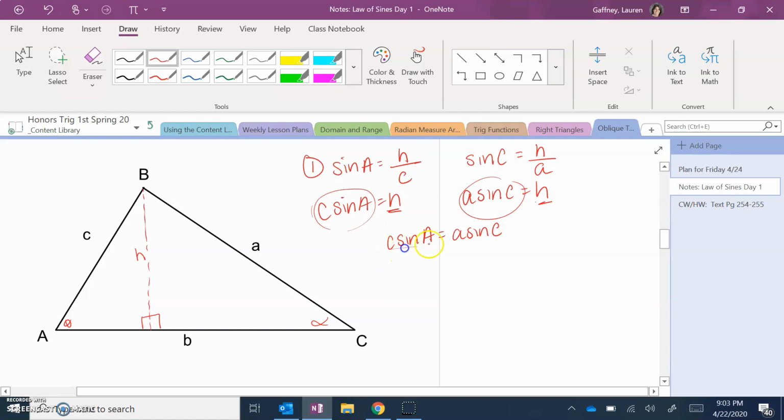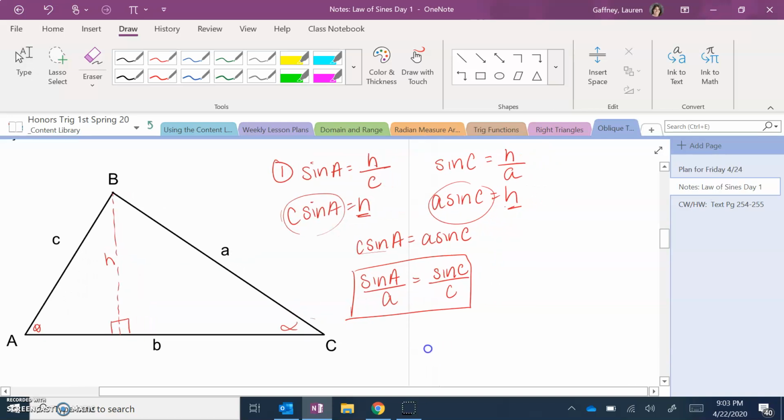Now, I'm going to divide this side by C to get C over here in the denominator. And at the same time, I'm going to divide this side by A so that I have A in the denominator over here. So that's the first part of me proving the law of sines. It basically says you don't have to have a right angle in the overall big triangle for this to work. What that says is sine of A, so this angle A, over side A equals sine of C over side C, of the big overall triangle.